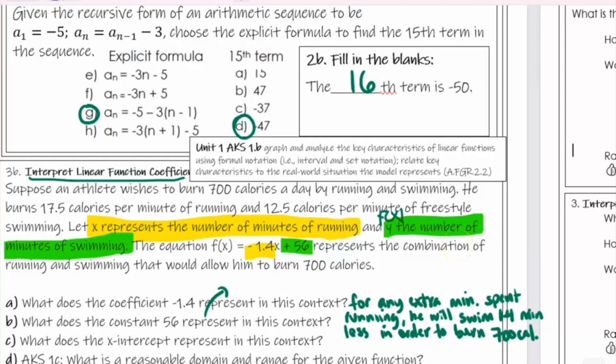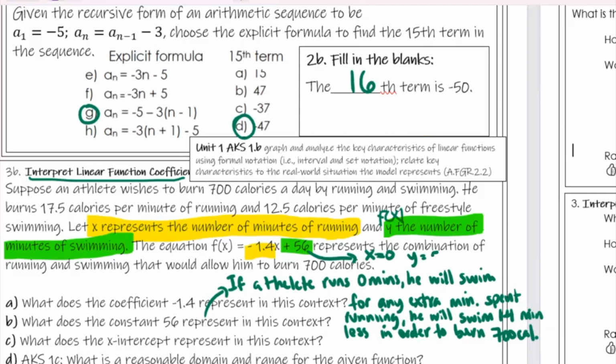So if this athlete runs 0 minutes, all right, because remember, this is when X is equal to 0. And what is X? X is the number of minutes running. So if the athlete runs for 0 minutes, he will swim, because that's my Y. So when X is 0, Y is equal to 56.